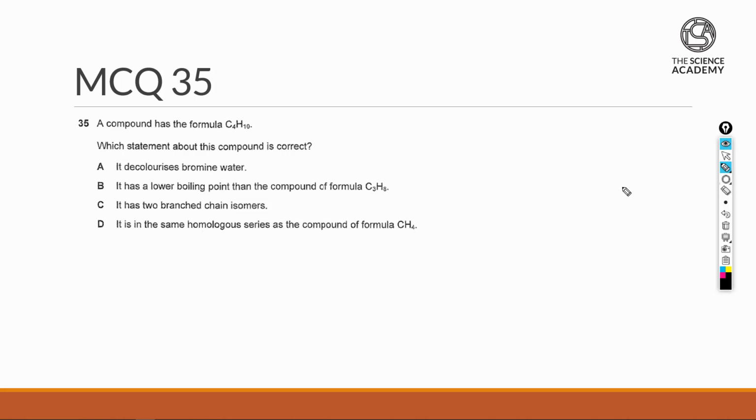MCQ 35 is an organic question, and if we're going to use MCQ 34 as a basis, we do have C4H10. The 4 tells me the prefix is going to be "but", and because there is no oxygen in this C4H10, I will rule out the fact that it is an alcohol. I will also rule out a carboxylic acid. So we should be looking at either an alkane or an alkene. As per the previous MCQ 34, the homologous formulas CnH2n+2 for alkane and CnH2n come in handy.